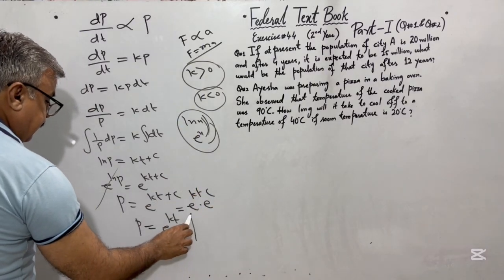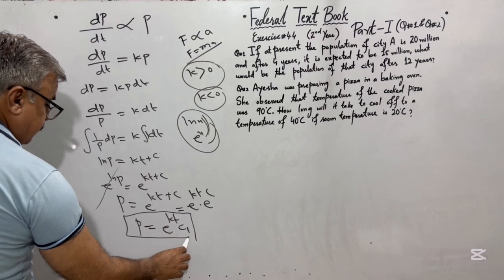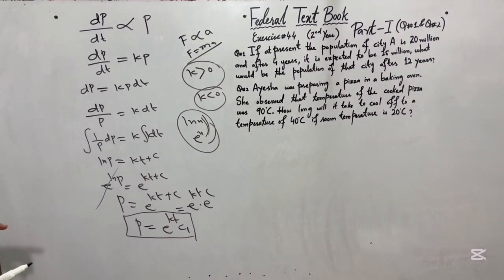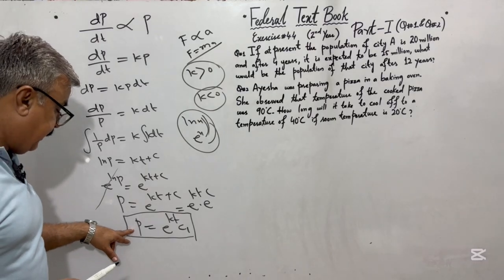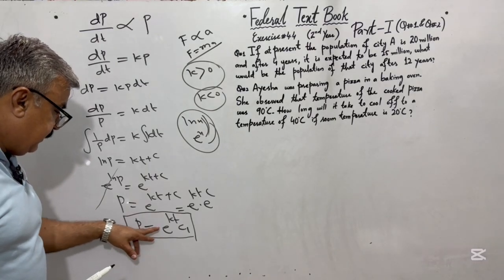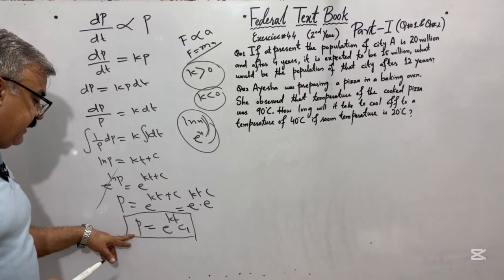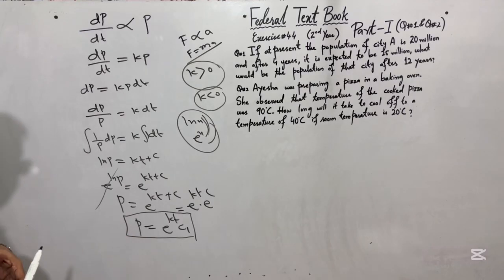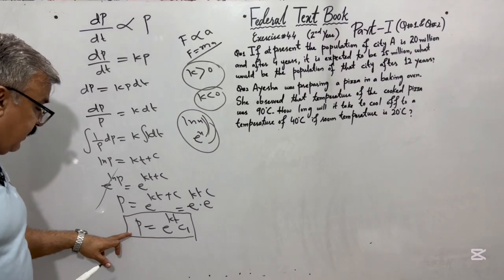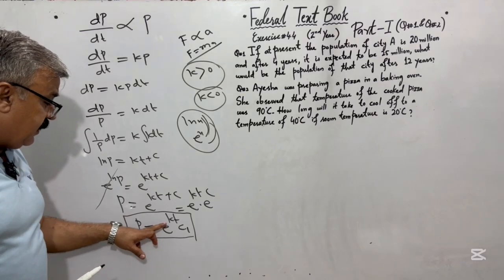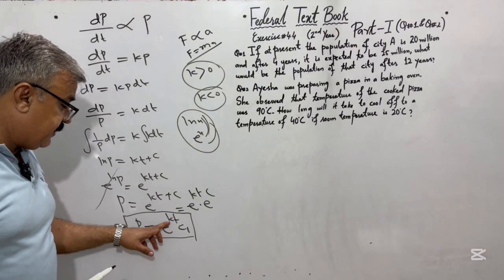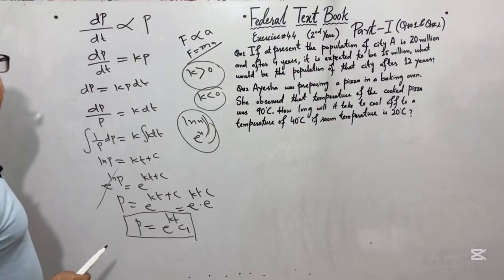So that is the solution of this differential equation. Now we utilize the conditions that were given to us at the outset. Population is 20 million initially, which means time t is 0, so we have the value of c1 as 20. Then after 4 years, population is 25. We put t equal to 4 and determine the value of k. Let's see how.